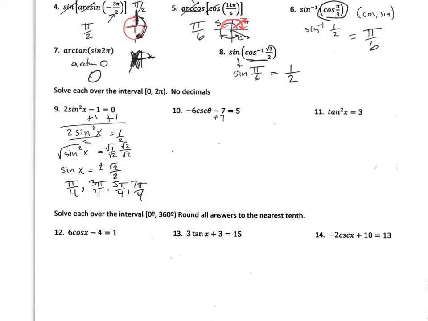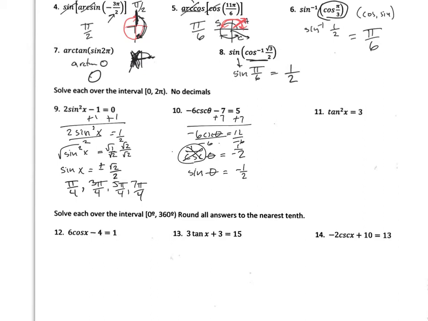So here we will add 7. So negative 6 cosecant equals 12, and divide by negative 6. So we have the cosecant is equal to negative 2. Well, we don't really do cosecant. It's not on the unit circle, but we're going to basically take the reciprocal of both sides. 1 over cosecant is true, but we don't really want to use that name. The better name for it is the sine, and over here we get negative 1/2.